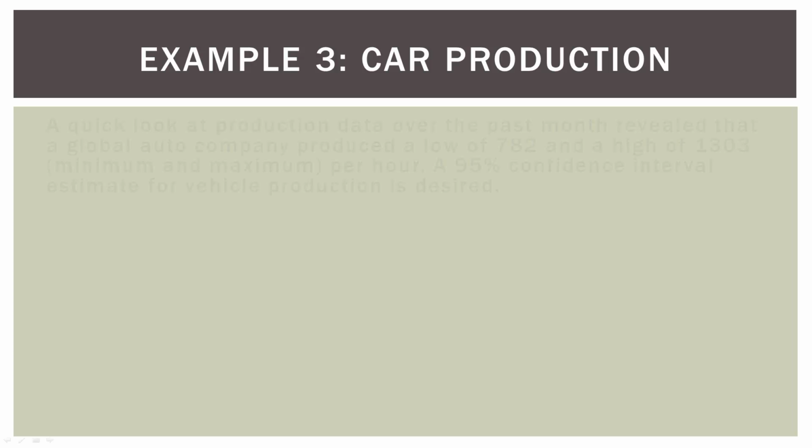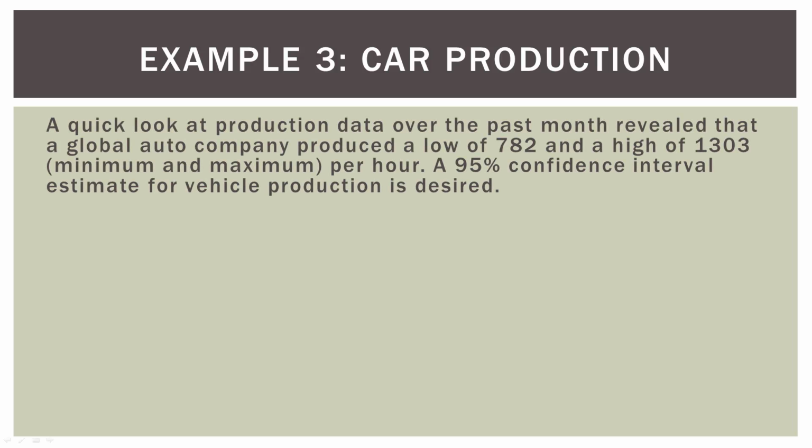So example 3, car production. A quick look at production data over the past month revealed that a global auto company produced a low of 782 and a high of 1,303 automobiles per hour. So over the past month, we broke it down into hours. What we found is that the lowest number of vehicles produced during any given hour was 782. The highest number produced during any given hour was 1,303. That's our minimum, maximum, or range.